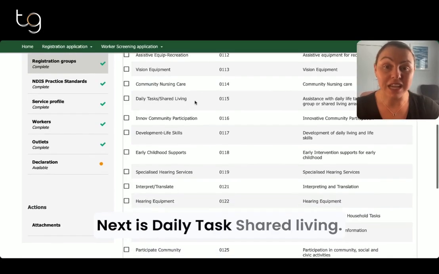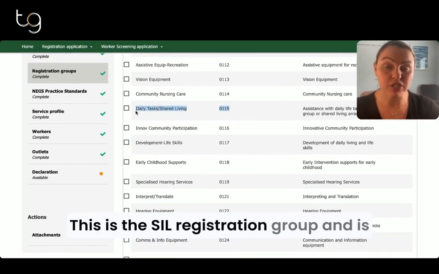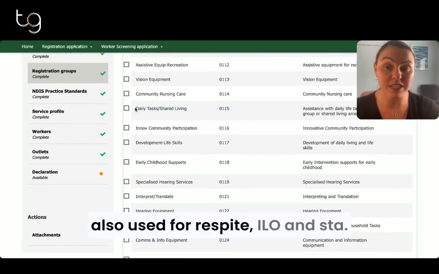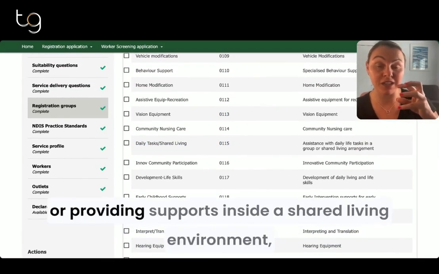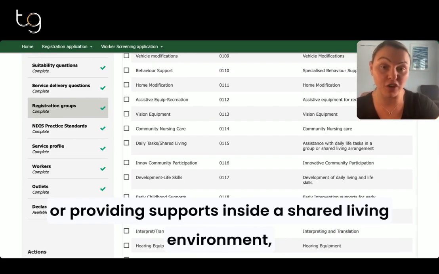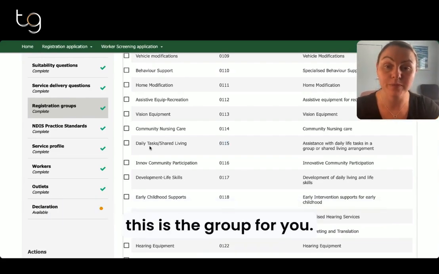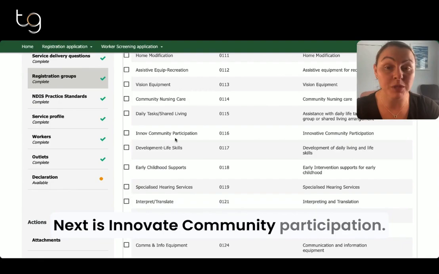Next is daily task shared living. This is the SIL registration group and is also used for respite, ILO, and STA. If you are providing accommodation in a home or providing supports inside a shared living environment, this is the group for you. Next is Innovate Community Participation.